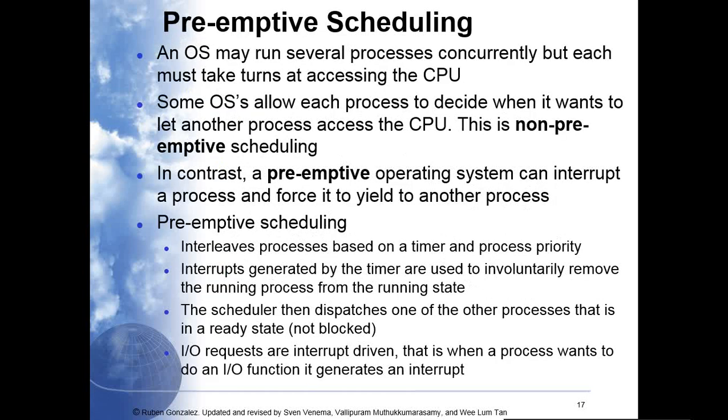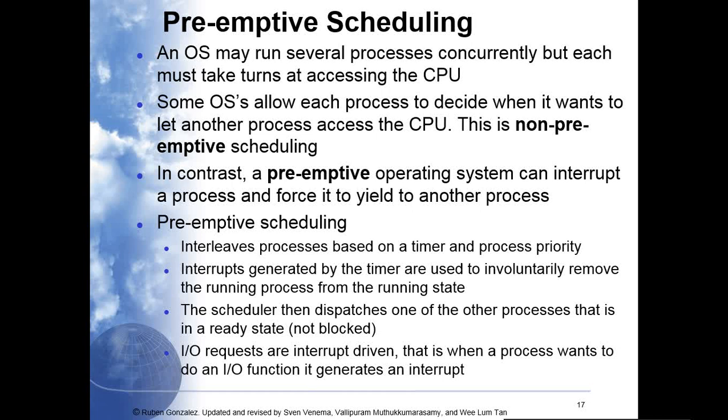Next thing we look at is this idea of preemptive and non-preemptive scheduling. So an operating system can run several processes concurrently, but each must take turns accessing the CPU, right? So you can't run two things at the same time on the one core or on the one chip. If you have multiple cores, if you've got four, you can run four things, yeah? But we're going to consider just the single version here.